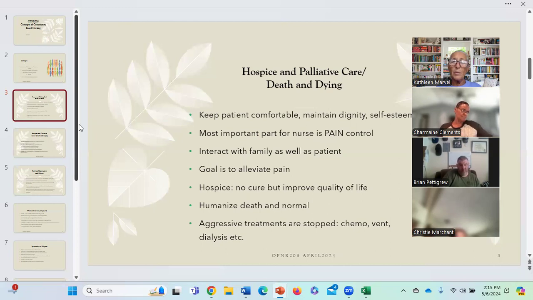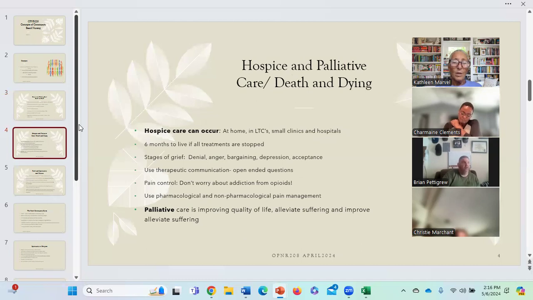And also in hospice and palliative care, aggressive treatments are all stopped at that point. So where do we provide hospice care? It can be provided at home, in long-term care facilities, maybe in small clinics and hospitals, hospice centers. Six months to live if all treatments are stopped. This is the definition of hospice care.